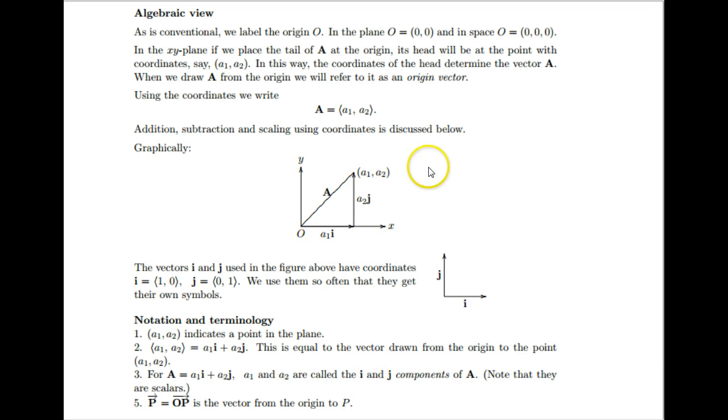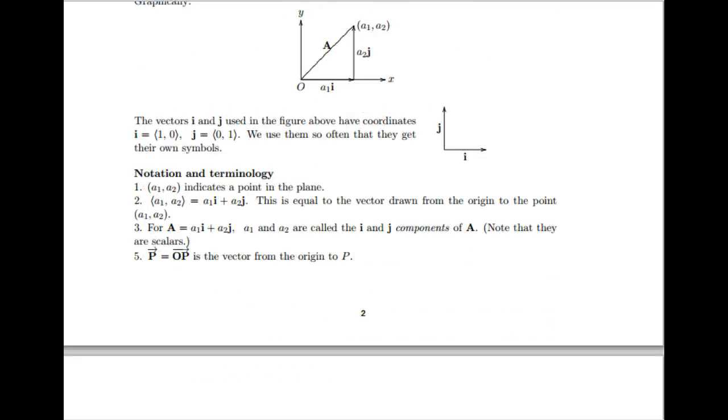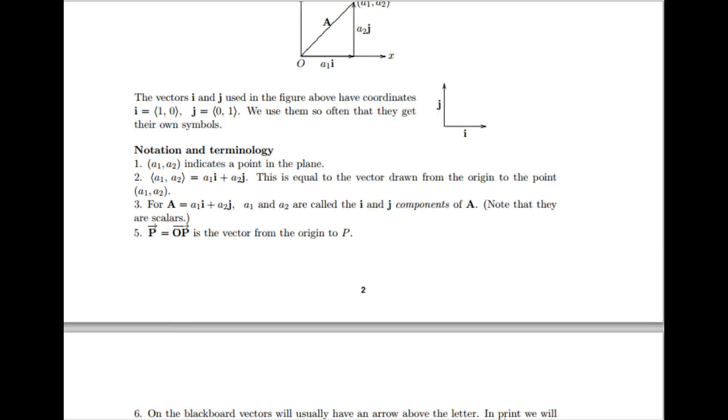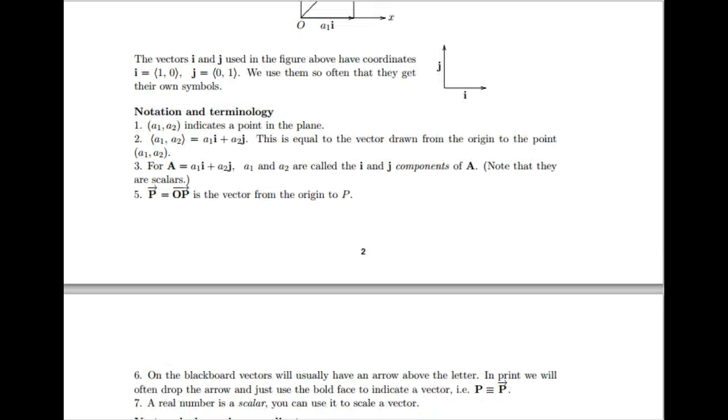Let's see, we also talk about, if A1, A2 is the point P, the vector P or OP as the vector from the origin to the point P. I think there was another point on here. Oh, a couple more points. Yeah, on the blackboard we usually draw an arrow over the vectors. We talked about that before. And in text you'll usually see it in bold.